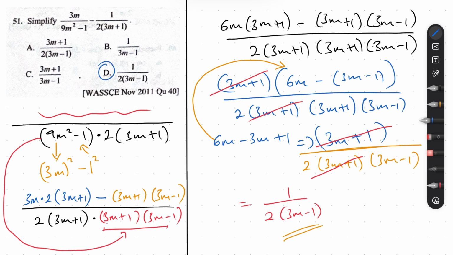That is D. Okay, this one was a little bit long, but I hope you got it. If you didn't understand anything, just comment in the comment section, or if you have a better way to solve this, let us know, and then we look at it.